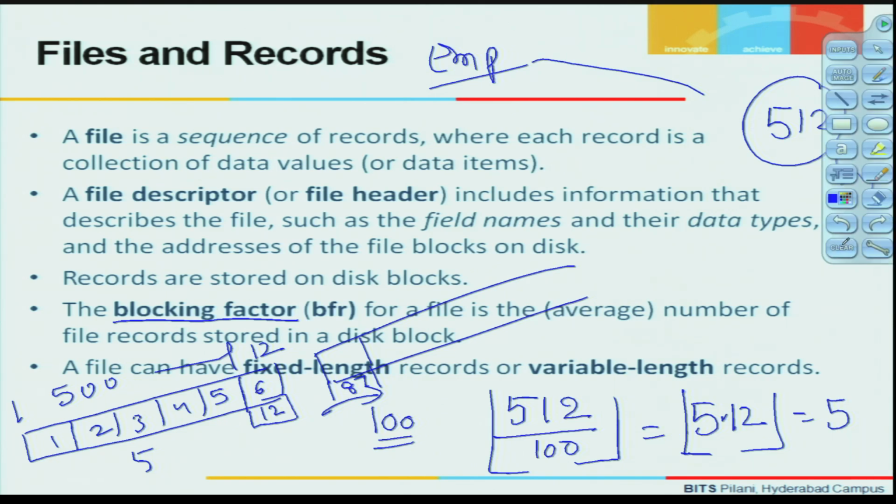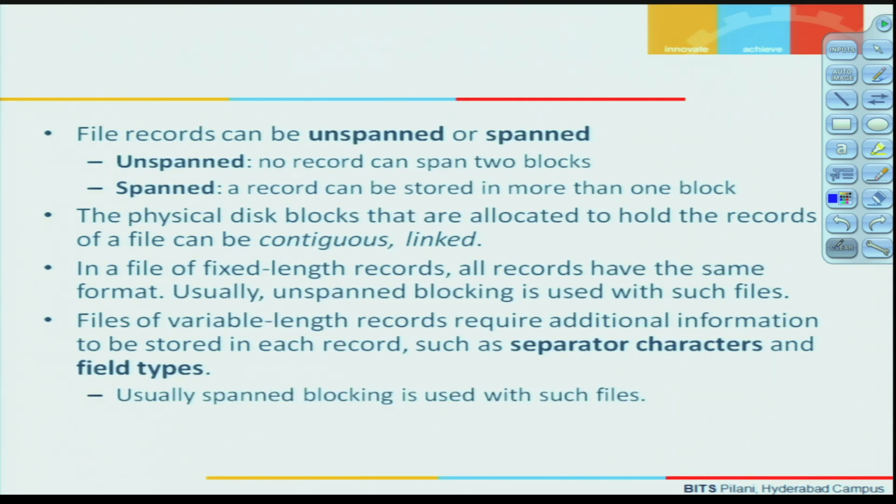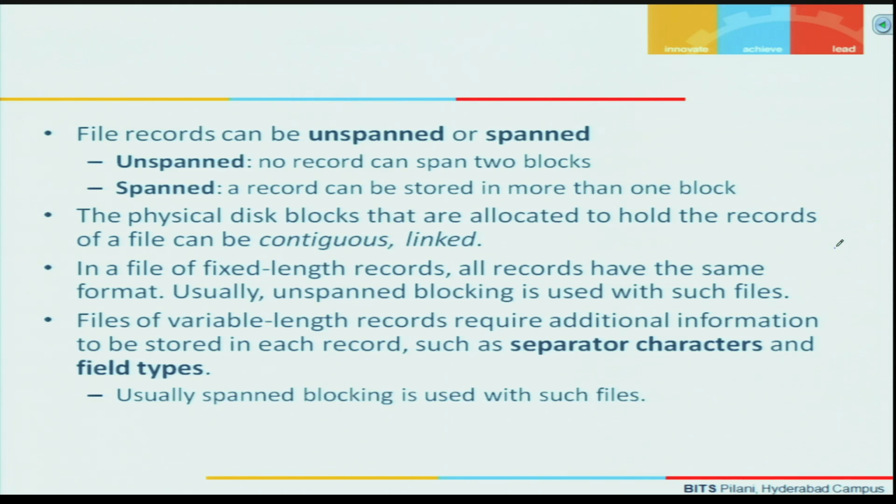Here in this case, the blocking factor is 5. A file can have fixed length records or variable length records. It is also possible. File records can be unspanned or spanned. Unspanned, no record can span 2 blocks, and in spanned, a record can be stored in more than 1 block.